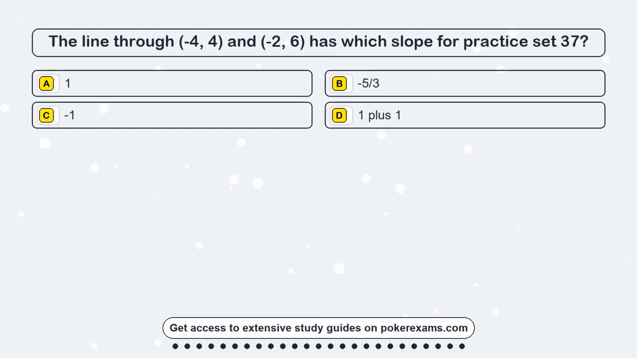Question 13. The line through (-4, 4) and (-2, 6) has which slope for practice set 37? Option A 1. Option B, -5/3. Option C, -1. Option D 1 + 1.